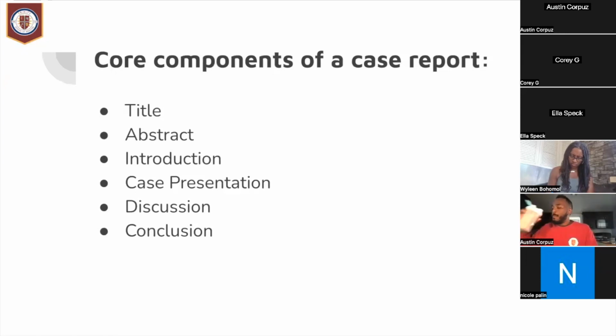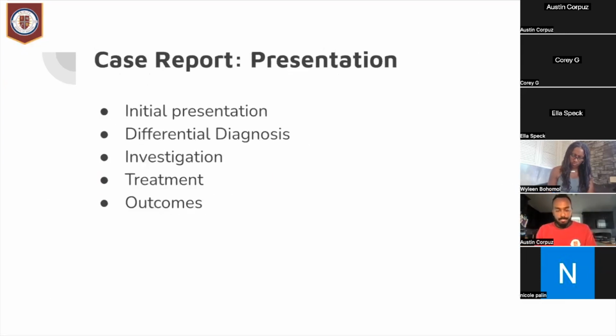So starting off with the case presentation. The case presentation section contains the initial presentation, which is the patient's history, followed by the differential diagnosis, investigation, treatment, and outcomes. Things to include are the current medical condition and primary complaint with detailed history, including relevant family history, occupational and social history, medication, and allergy. Findings of physical examination should be briefly reported, with all relevant investigations, laboratory results, and images, and their analysis.